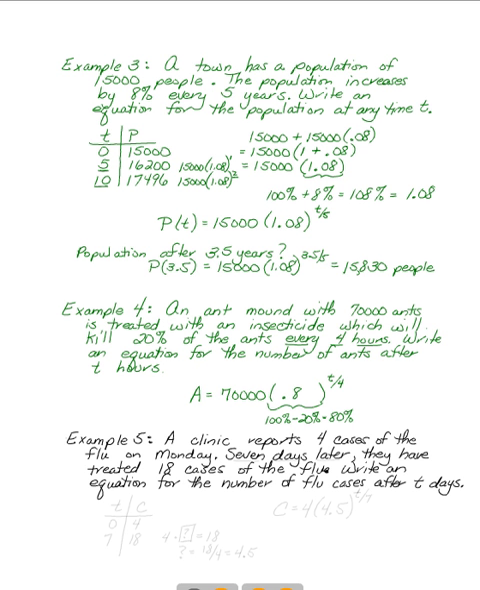We have a clinic that reports 4 cases of the flu on a Monday. 7 days later, they have treated 18 cases of the flu. What we want to do is write an equation for the number of flu cases after t days. Now, I think we want to have a table in this case. Let's go ahead and look at what we know. We know that on basically day 0, we have 4 cases of the flu. I'll use C for cases. After 7 days, we know we have 18 cases of the flu.